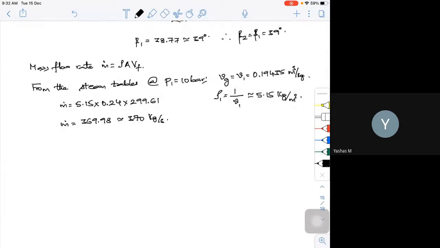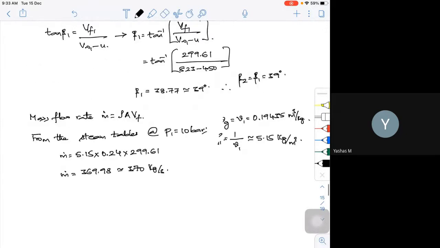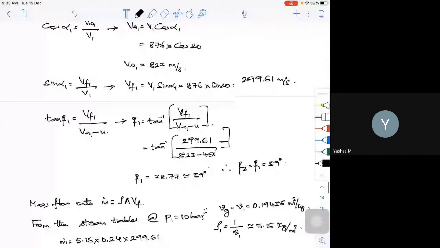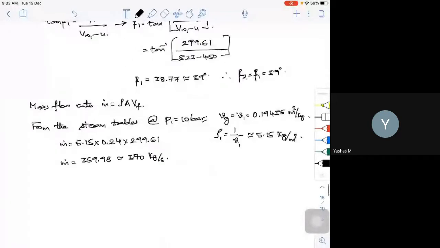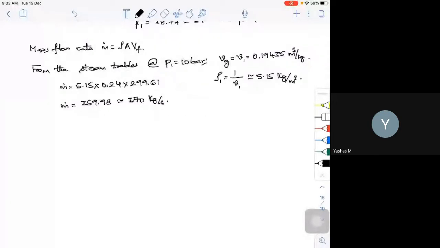So what I will do actually, I will go to your velocity triangle. See, VW1 just now we found. I need to find your VW2. So from the exit velocity triangle, or from the outlet velocity triangle.